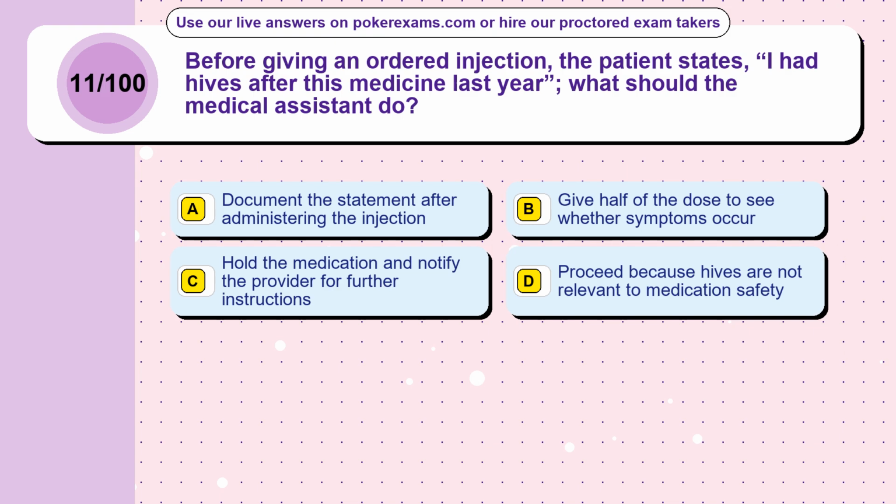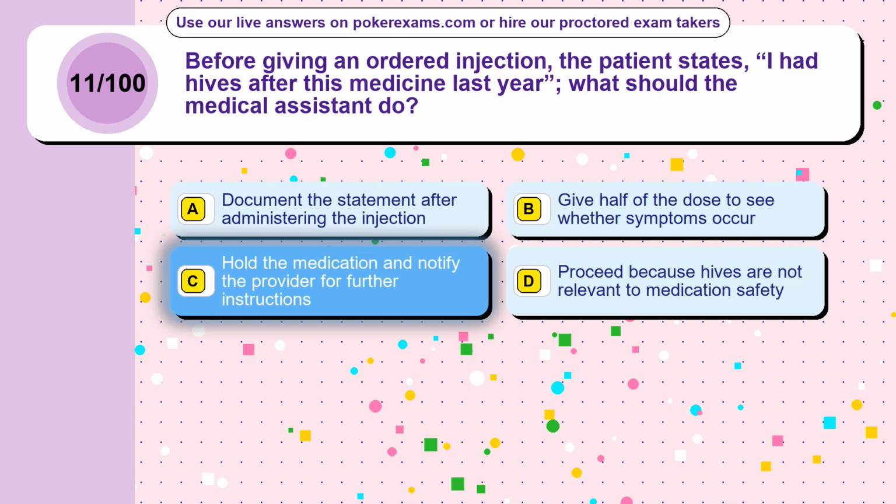Question 11. Before giving an ordered injection, the patient states, "I had hives after this medicine last year." What should the medical assistant do? Option A. Document the statement after administering the injection. Option B. Give half of the dose to see whether symptoms occur. Option C. Hold the medication and notify the provider for further instructions. Option D. Proceed because hives are not relevant to medication safety.